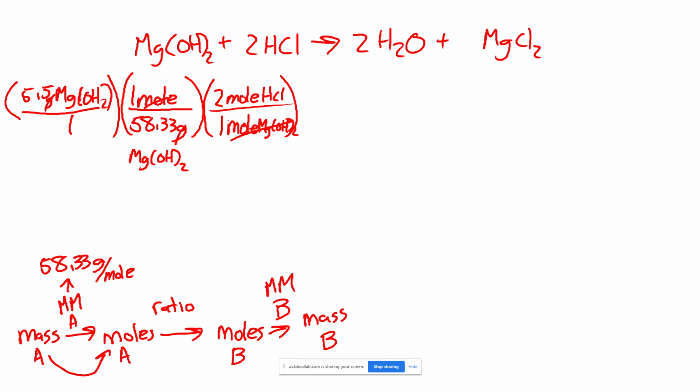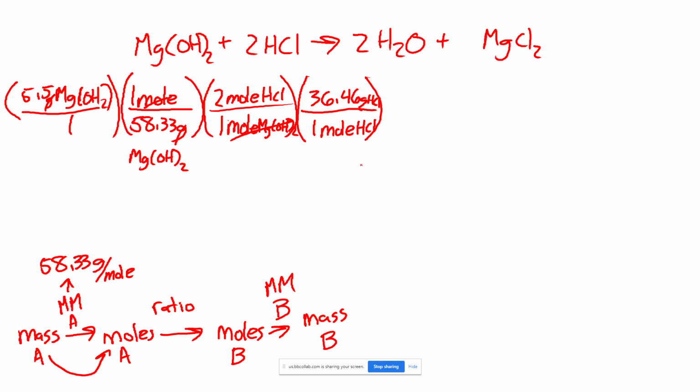And I'm left with moles of HCl, but the question wanted to know how many grams of HCl would get used up. And so I have one last conversion to do here. Chlorine is 35.45, and hydrogen is a little over 1. Not sure why I needed to get my calculator out to do that, but so I have 1 mole of HCl is the same as 36.46 grams of HCl.